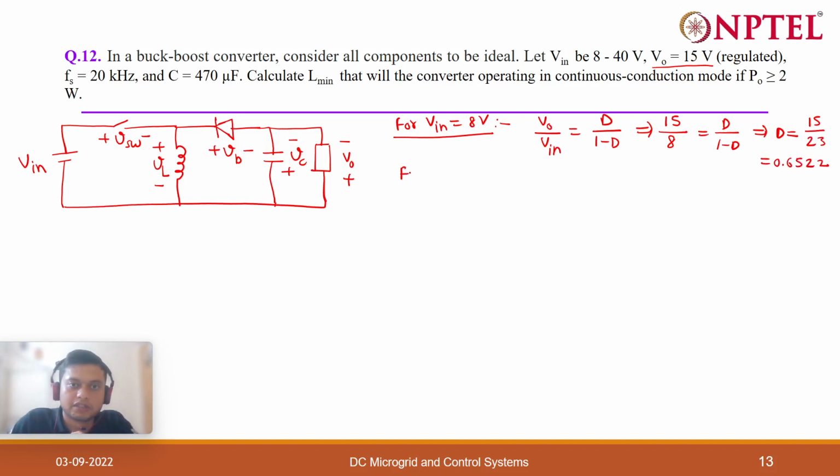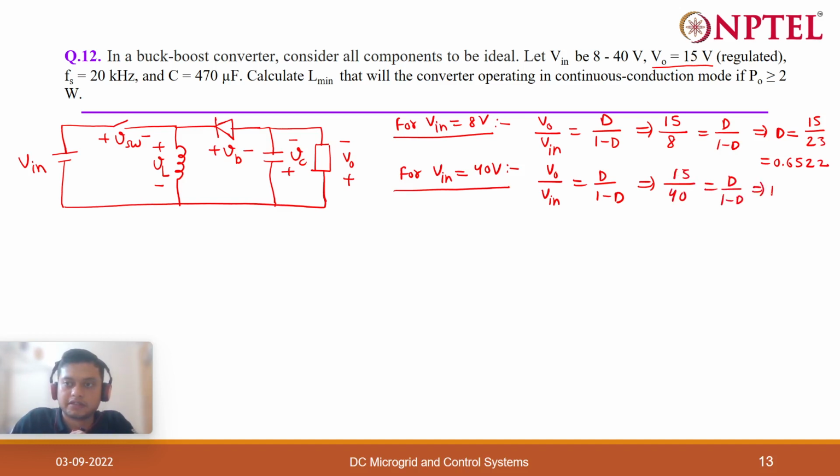Now for input voltage of 40 volt, apply the same formula, V0 divided by V in is D divided by 1 minus D. V0 is 15 and V in is 40, so D comes out to be 3 divided by 11, so you can write it as 0.2273.